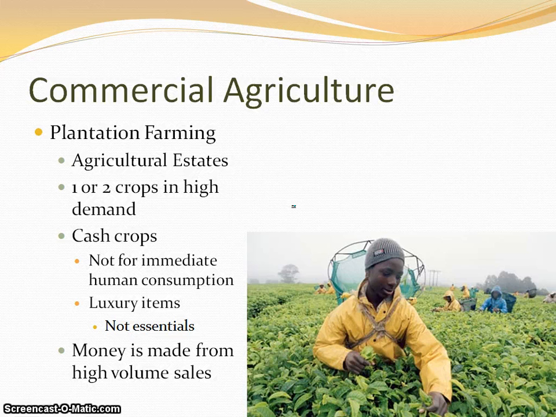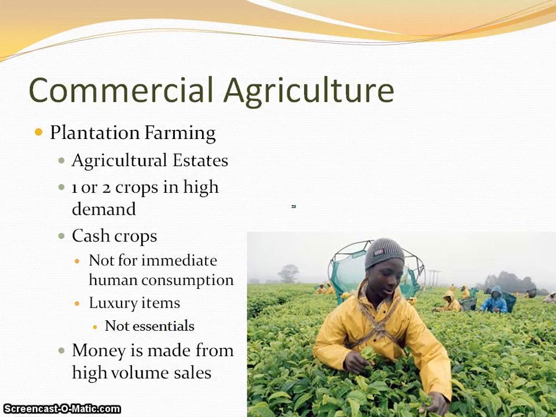Another term for plantation agriculture is agricultural estates, and some of the characteristics of those are obviously very large land areas that are devoted primarily to the growing of one or two crops that are in very high demand. Those top crops are typically referred to as cash crops.